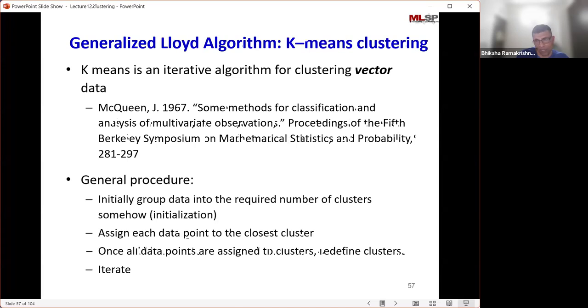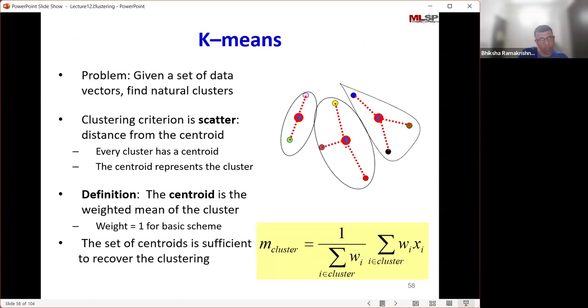The generic procedure is you initially group the data into the required number of clusters somehow. Then after that, you go through all of your training data points and assign each data point to the closest cluster. And then once all the data points are assigned to the clusters, you're going to be redefining the clusters and you iterate.